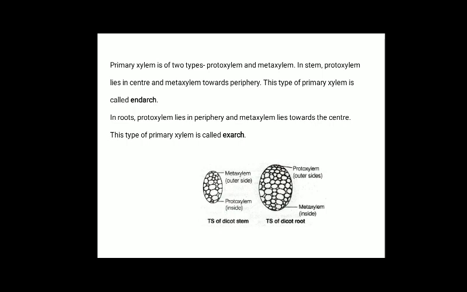In stem, protoxylem lies at center and metaxylem lies outside towards the periphery. Such type of primary xylem is known as endarch. Endarch is common in stem. In roots, the protoxylem lies in periphery and metaxylem lies towards the center. This type of primary xylem condition we call the exarch condition. In this diagram we can observe both endarch and exarch condition.